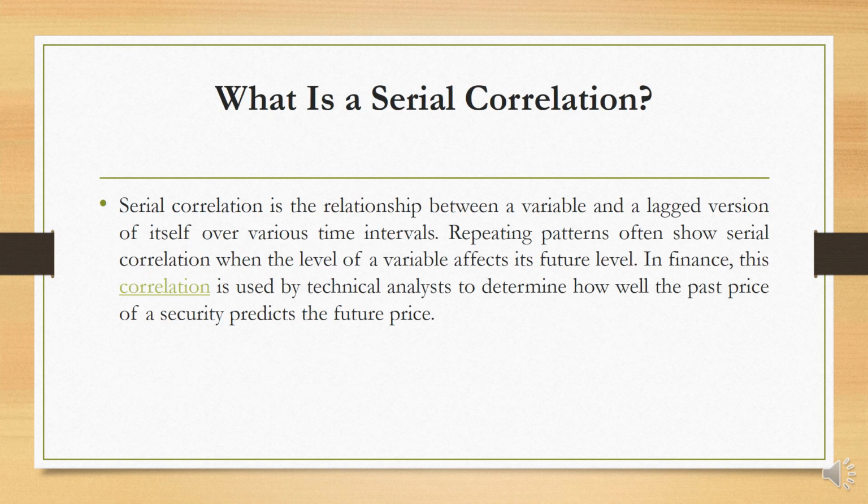What is serial correlation or autocorrelation? Serial correlation is the relationship between a variable and the lagged version of itself over various time intervals. Repeating patterns often show serial correlation when the level of a variable affects its future level. In finance, this correlation is used by the technical analyst to determine how well the past price of a security predicts the future price.